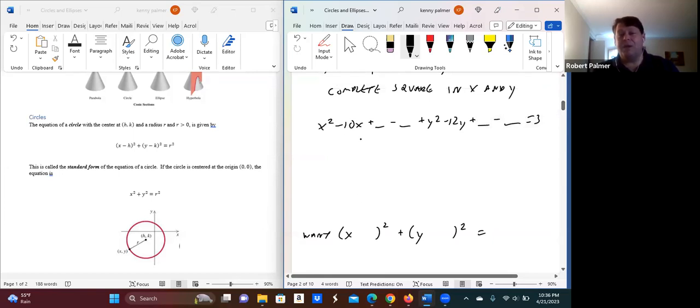So what we're going to do then is take half of the number in front of our x and square it, but including the sign. So half of it is -5, squared. And that's what we add and subtract, -5 squared. That's also what we put right here. And over here with the y's, once again, same thing. We take half of this and square it, which is -6 squared.